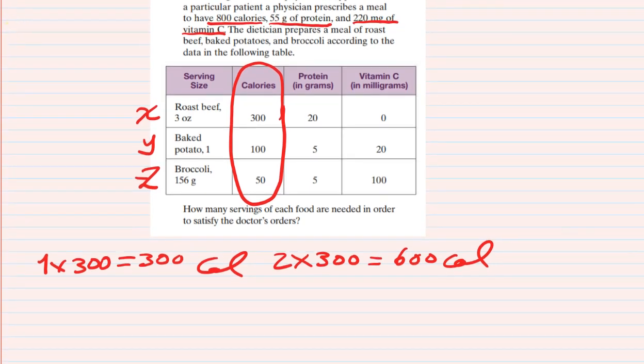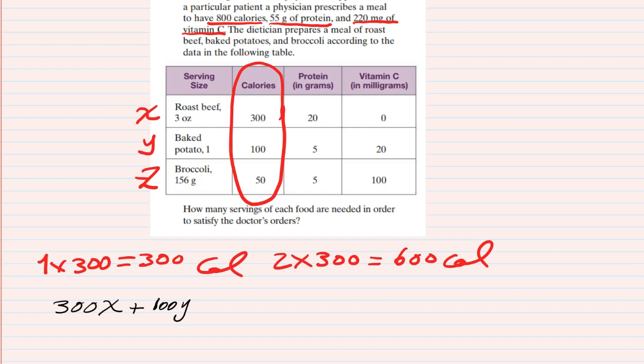But nonetheless, that's how we figure out the amount of calorie intake for so many servings of roast beef. So I'm going to set up the system. We're going to have to set it up like this. 300x would be the number of calories consumed for X servings of roast beef. Now, baked potatoes are 100 calories per baked potato. So again, 2 baked potatoes gives the patient 200 calories, 3 baked potatoes gives them 300 calories, and so on. Since we don't know how many servings, I'm going to call that Y. So 100y would be the number of calories due to Y baked potatoes.